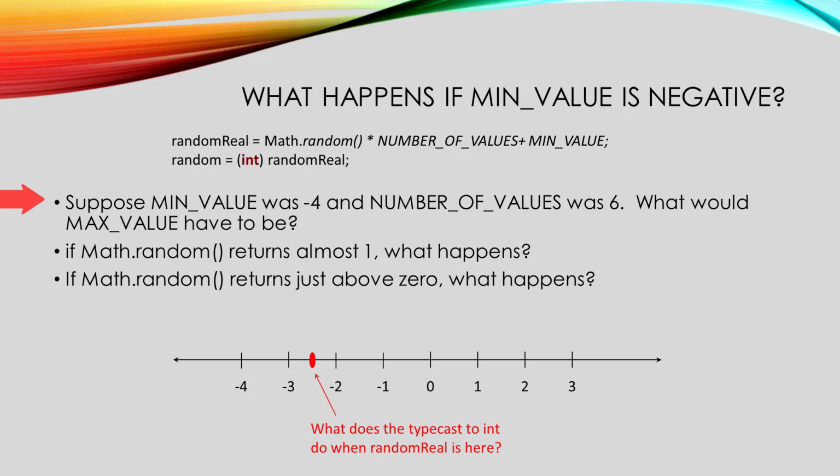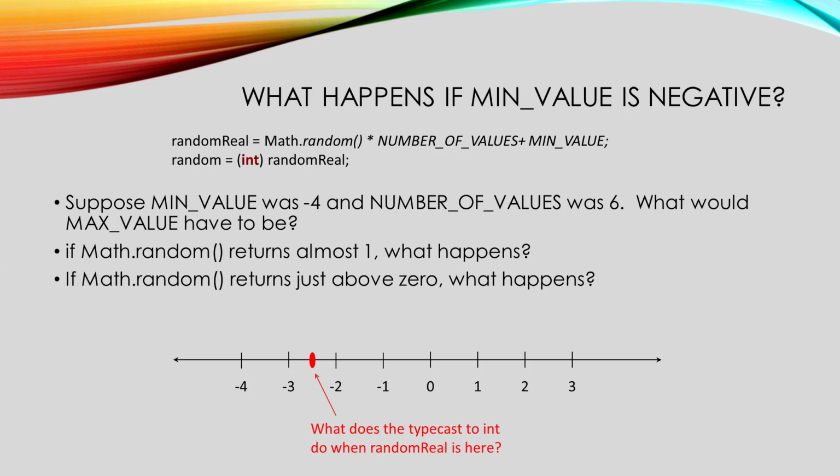If our minimum value was -4, and we wanted a range that has 6 numbers, the numbers we want are -4, -3, -2, -1, 0, and 1. In our calculations, we'd multiply by 6 and add -4 before we typecast to an int. If math.random returned almost 1, then random real would be almost 2. 1 times 6 plus -4 is 2. If math.random was 0, random real would be -4. That feels like the right range, from -4 to 2.